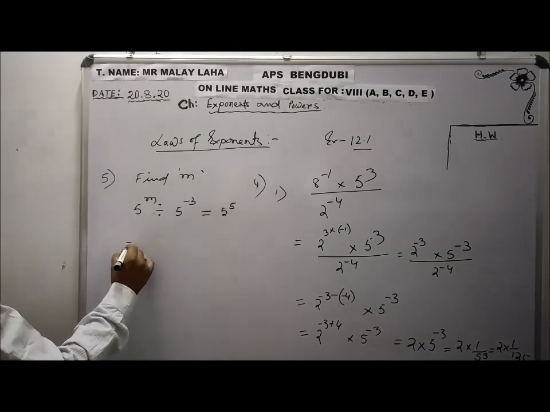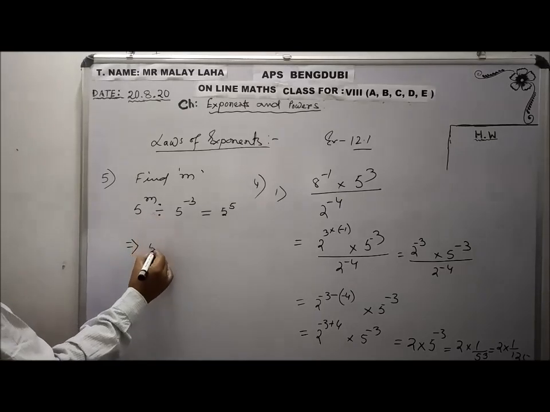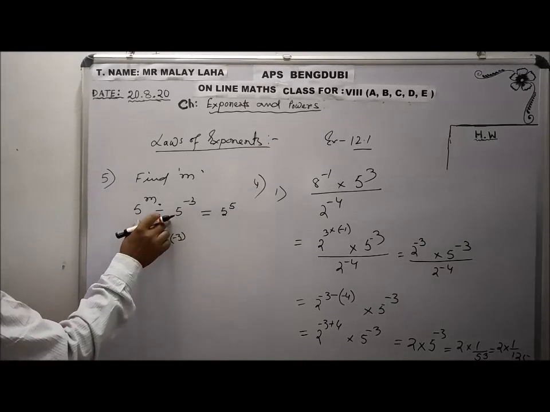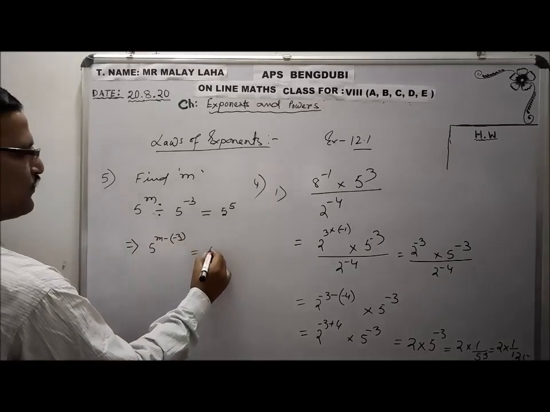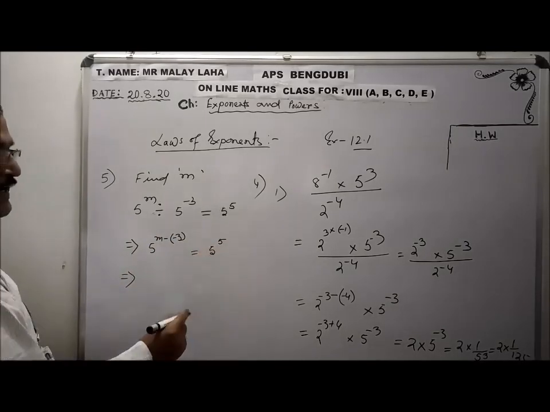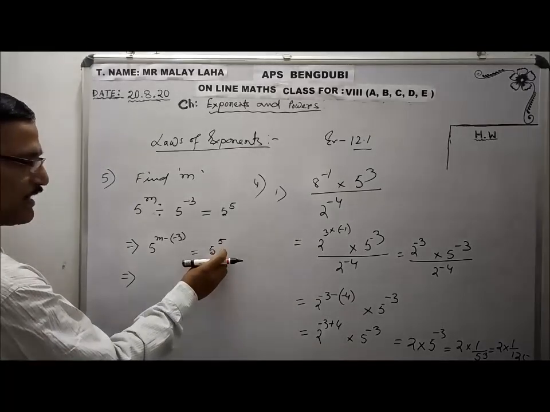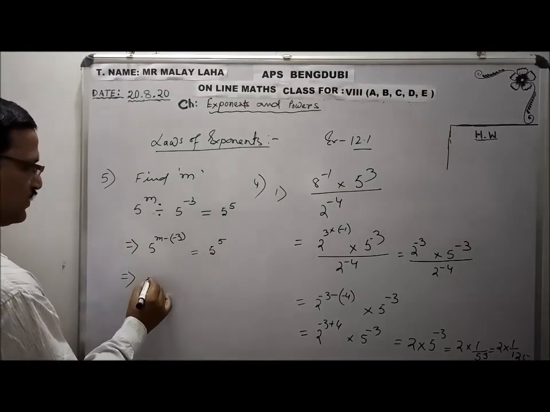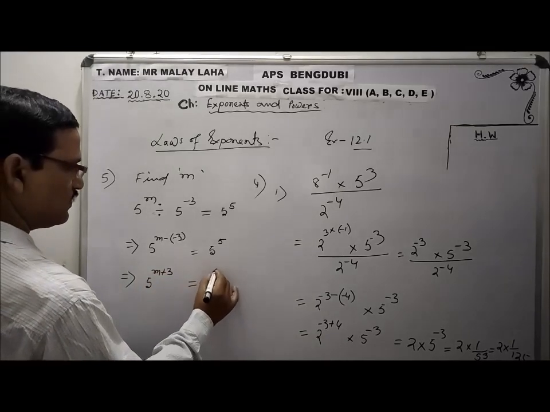Okay. So now what rule do you have to apply here? 5 raised to m minus 3. Both numbers have the same base, so for the powers you have to subtract: first power minus second power. That equals 5 raised to 5. Now, 5 and 5, don't write 55. Sometimes I have seen this type of problem also: the base should be in a slightly bigger font and the power in a slightly smaller font. So 5 raised to m plus 3 equals 5 raised to 5.